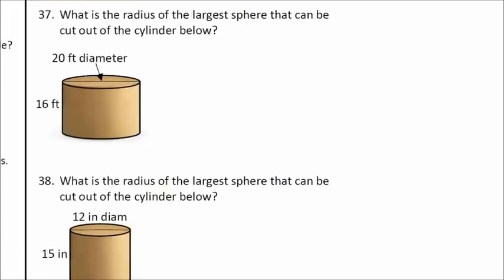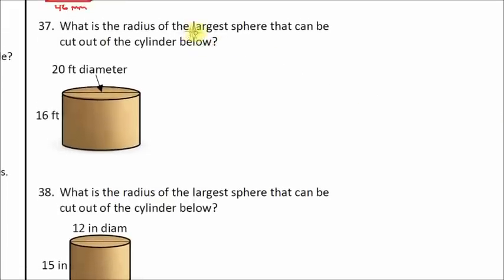Okay, we're back on question number 37. What is the radius of the largest sphere that can be cut out of the cylinder below? We'll take a look at this. If I put a sphere in here that is 10 feet radius or 20-foot diameter, it's going to fit exactly between the two vertical edges. The problem is it's going to be popping out of the top, because if I've got a 20-foot diameter sphere, it's going to go above the top edge.